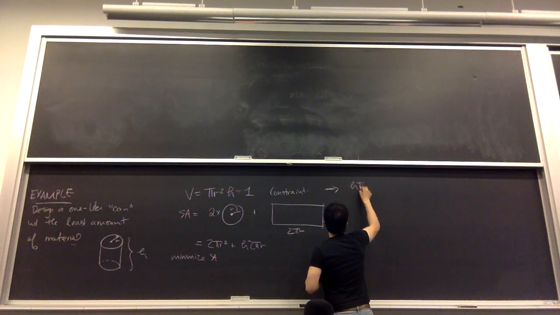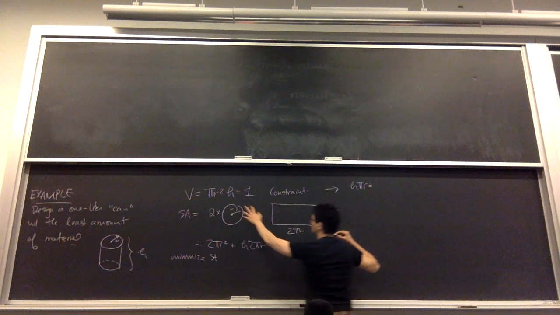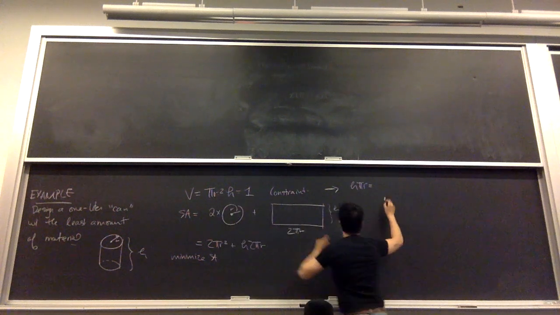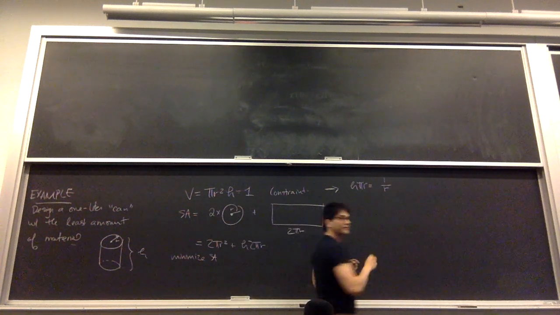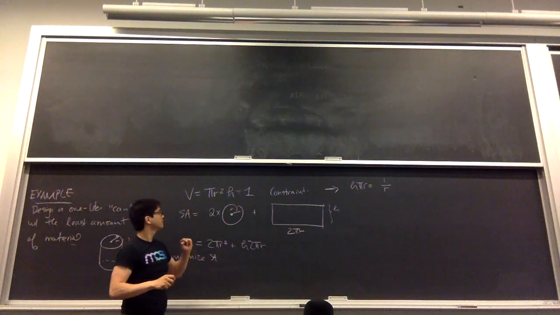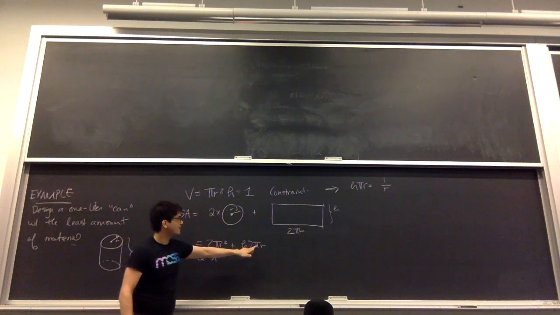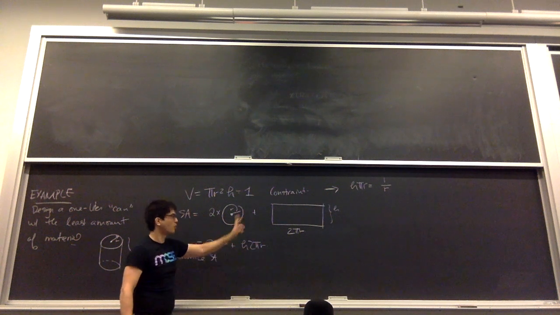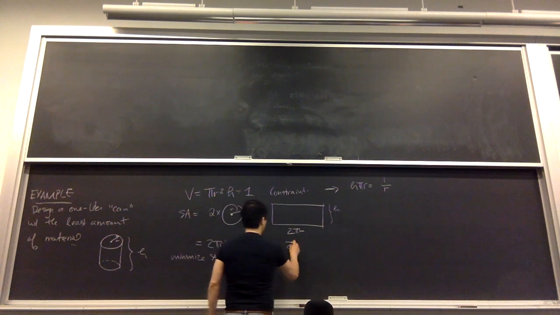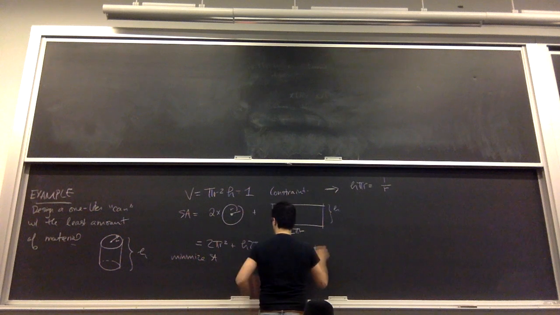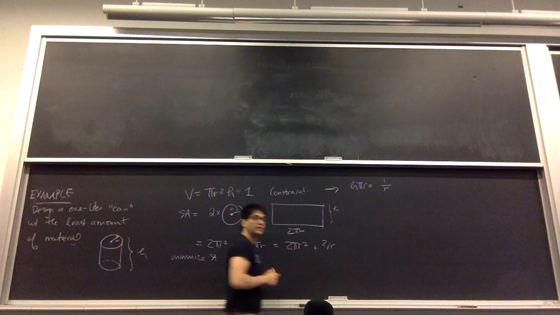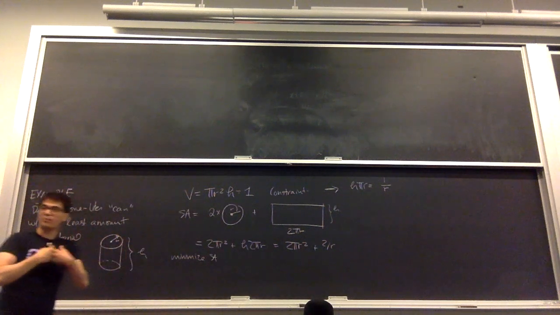So h pi r is equal to 1 over r. You see that? I just divided by r. Dividing by r, you get pi r h is equal to 1 over r. So I can replace this pi r h with 1 over r. Here you get 2 pi r squared plus 2 over r. Just a little trick to help you simplify faster.